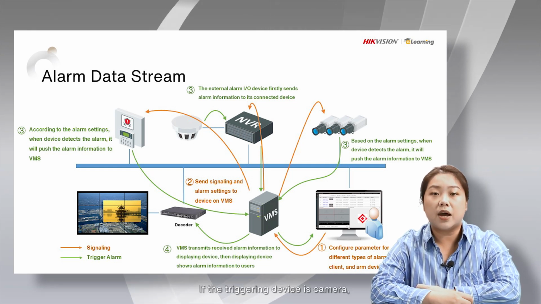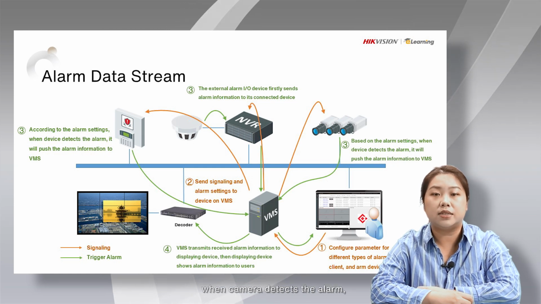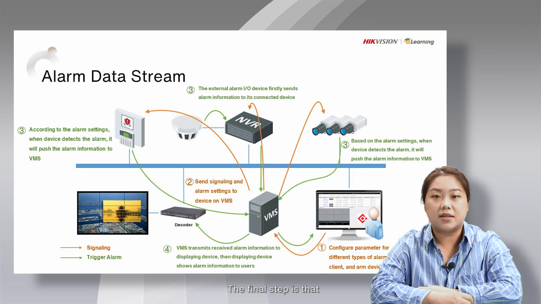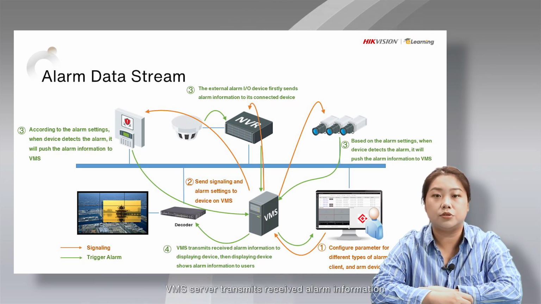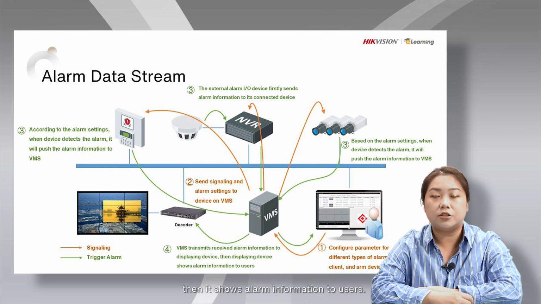If the triggering device is camera, based on the alarm settings, when camera detects the alarm, it will also push the alarm information to VMS. The final step is that VMS server transmits received alarm information to displaying device, such as smart wall. Then it shows alarm information to users.